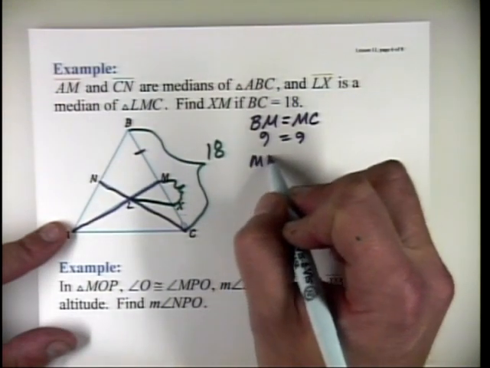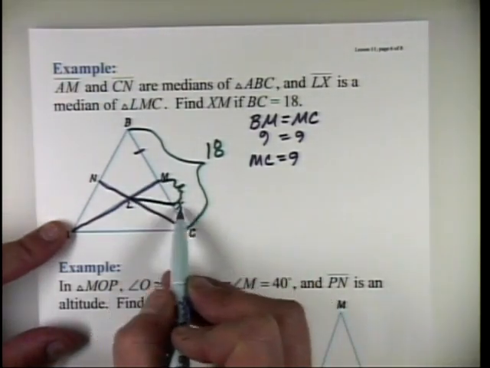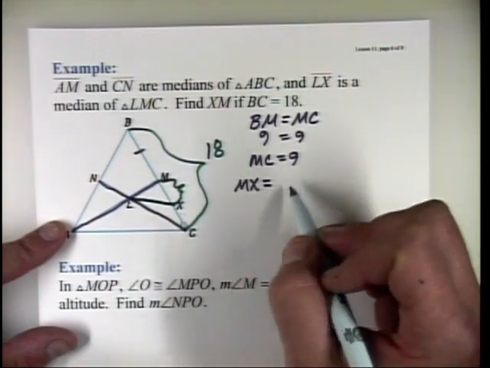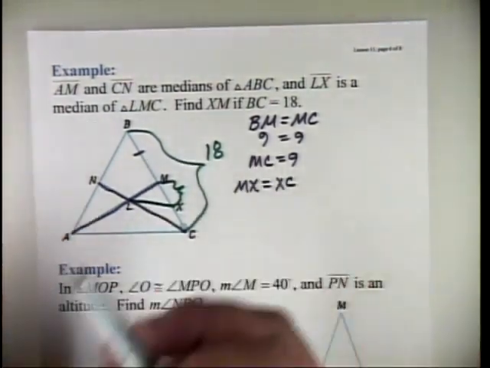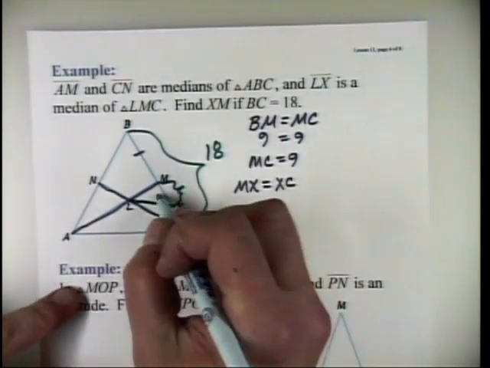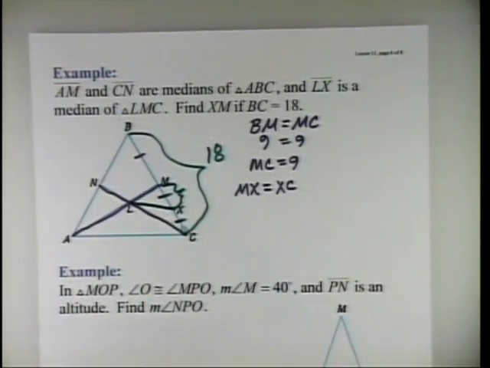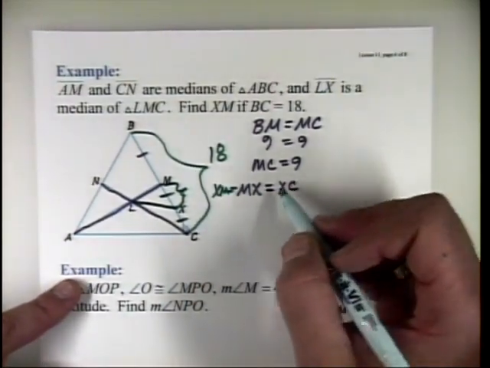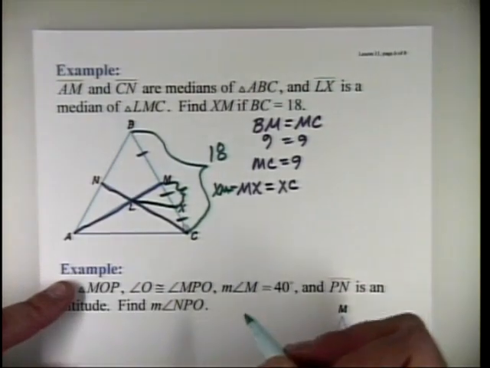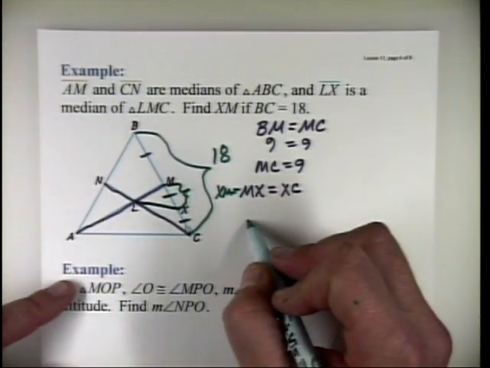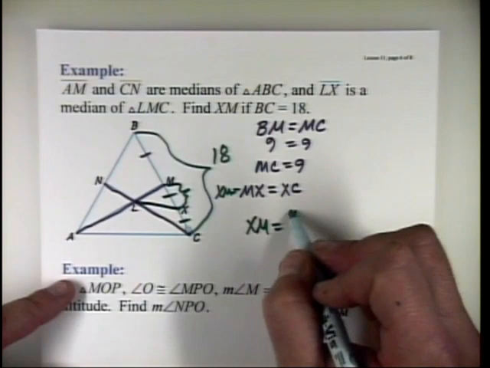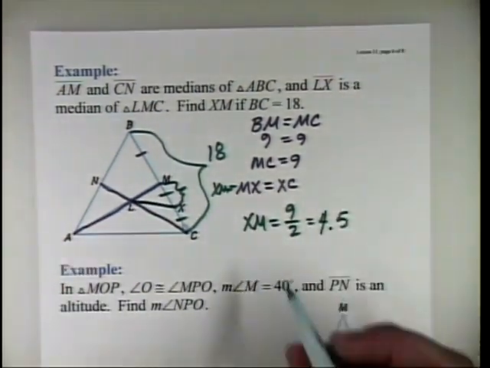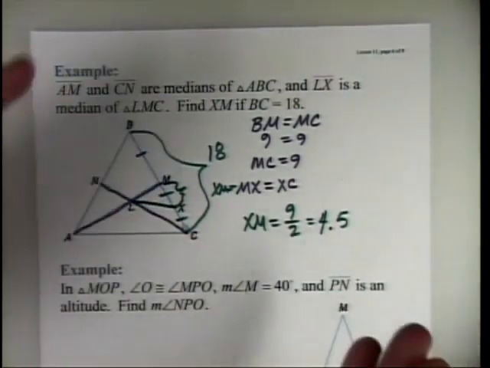Well, now that I know that MC has to equal 9 and I know that LX is a median, then I know that the measure of segment MX has to equal the measure of segment XC. These two segments right here have to be the same. Well, XM is what I'm looking for. XM, remember, is the same as MX. Well, if they both have to total 9, then I know they both have to equal half of 9. So we can answer the question then. XM is equal to half of 9, or 4.5. Okay, so that would be the answer. So we're kind of working from big to small there.